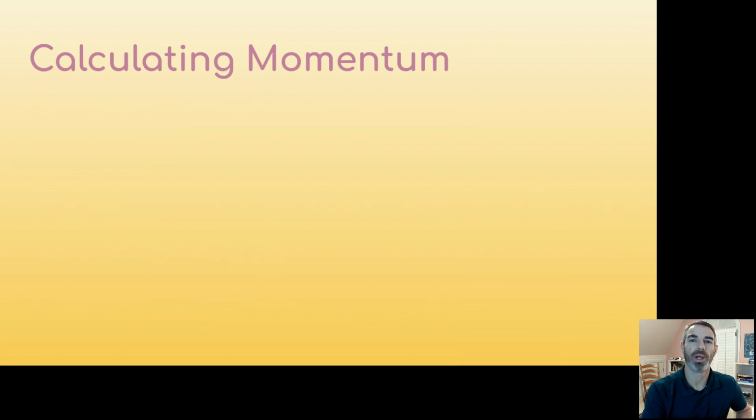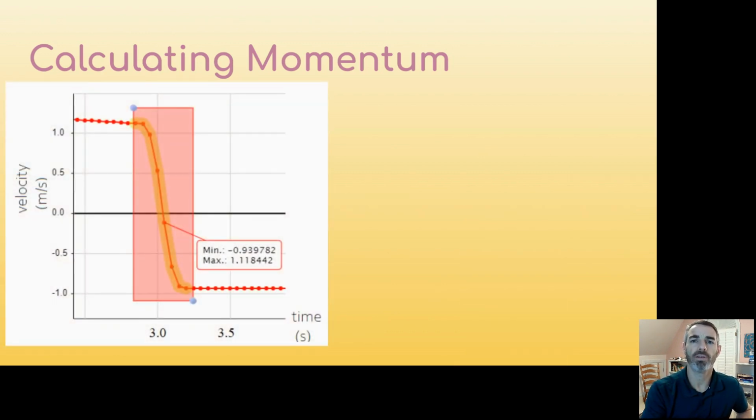Let's look at calculating momentum for the car. We have our velocity time graph here, and we're going to use it to find the change in velocity. We can see before the car hit the force sensor, it had a velocity of approximately 1.12 meters per second, and then the velocity was in the opposite direction, but the speed was about the same, just moving in the negative direction at about negative 0.94 meters per second coming off of the force sensor.